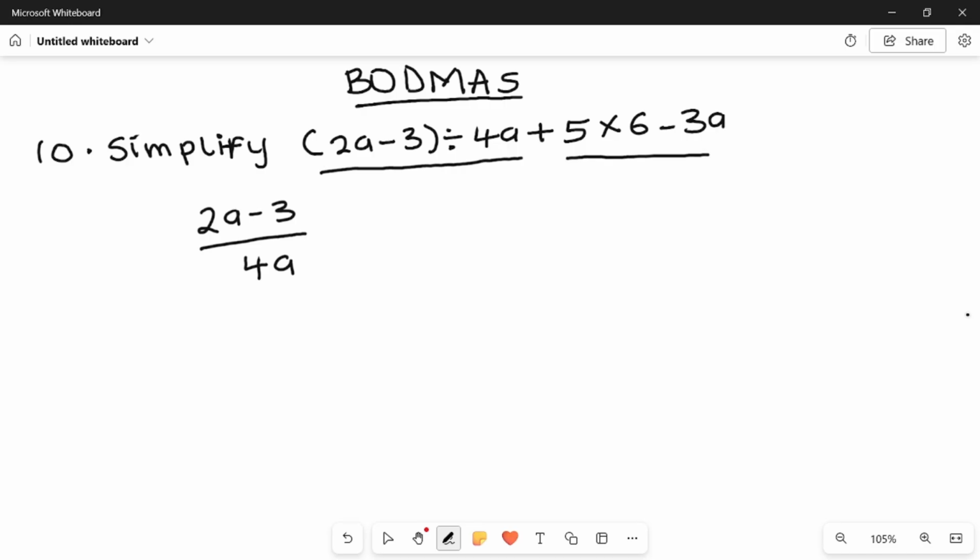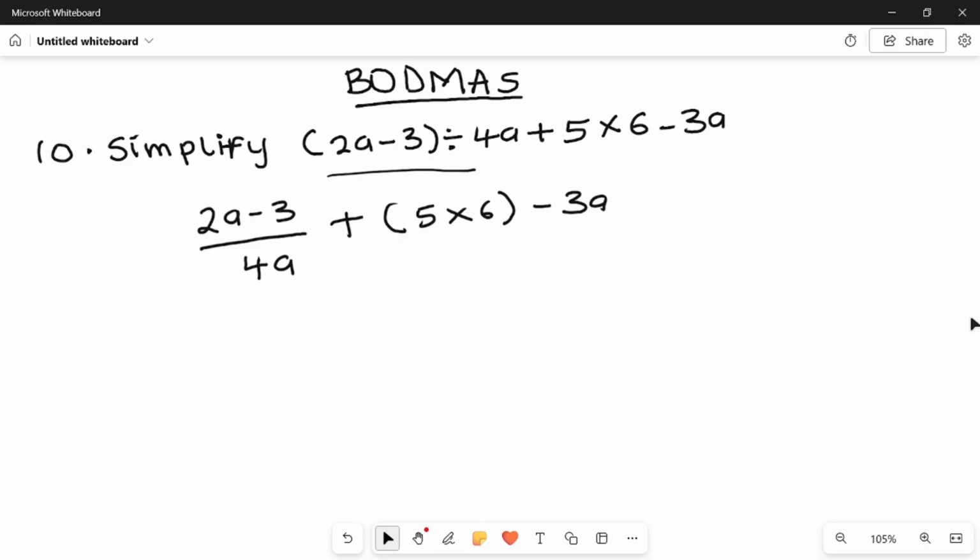Now after division, we have multiplication here. So we can simply put them in a bracket, right? If we are taking this side out, we'll bring out this plus sign here. Then we'll put a bracket, 5 times 6, right? Let's put in a bracket. Then we'll have minus 3a. Remember, this is still division, so let's put this one too in a bracket. So we've put our division and our multiplication in brackets, so we can attack them now.